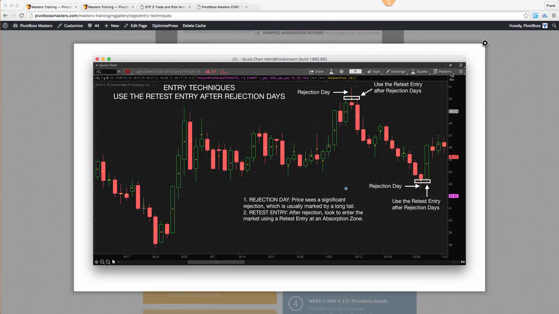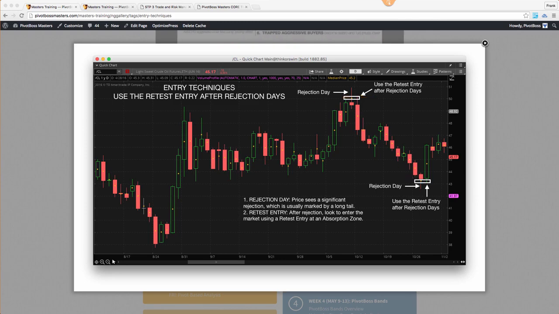So on these two rejection days, again, I don't care what's happening in here. This makes for horrible trading. Trade the edges of the range. That's where you can see the best rejections. That's where you can time your entries much, much better.